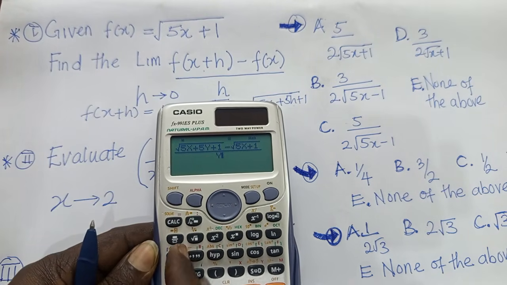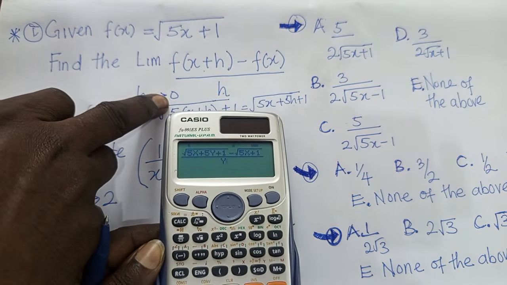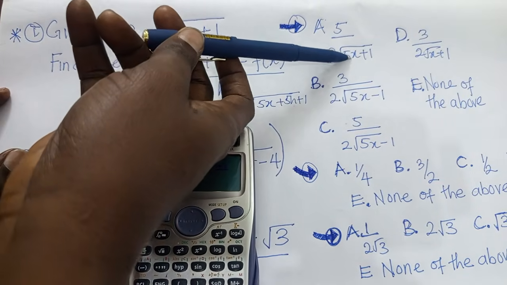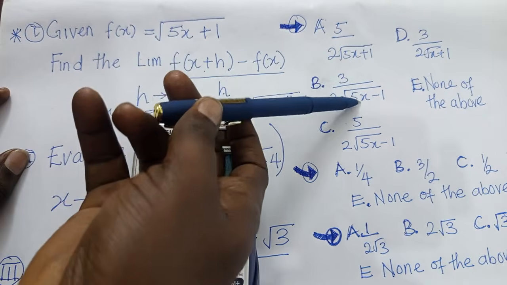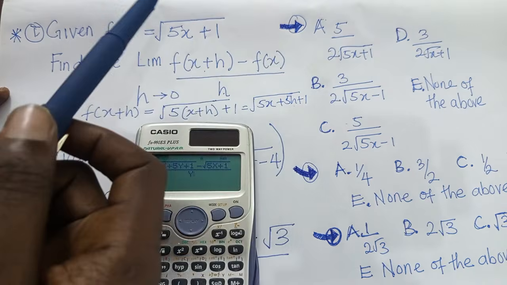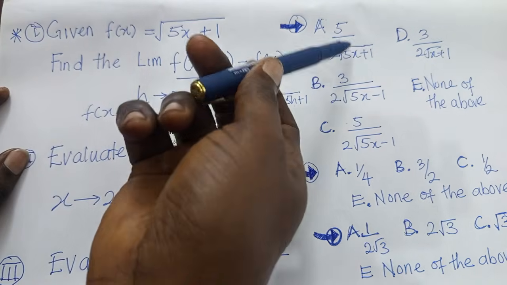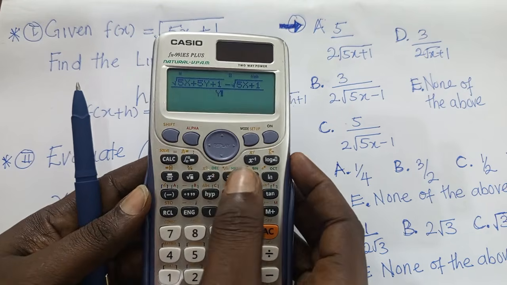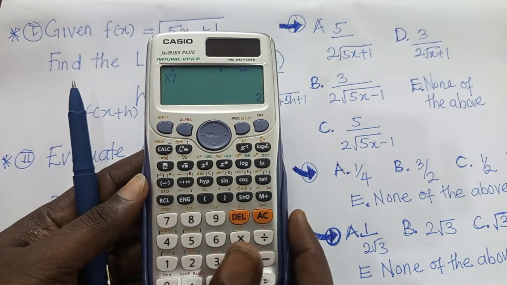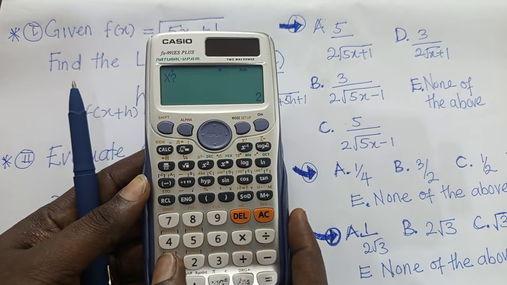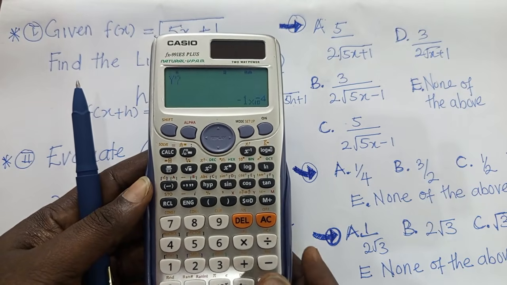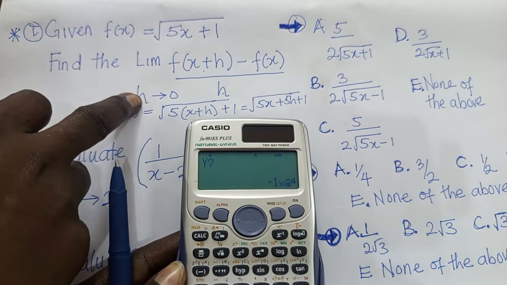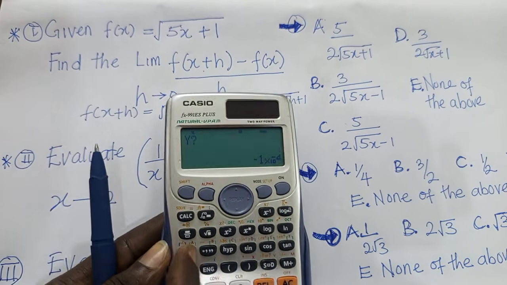Now, they said as h tends to 0. Look at our options, they are all in form of x, and there's no way the calculator will bring x out. So let us assign a value for x, which we are going to use to test our options. To show your x out, you press calc. Let us assign 1 to x. Then y is the h itself, so as h tends to 0, y tends to 0.